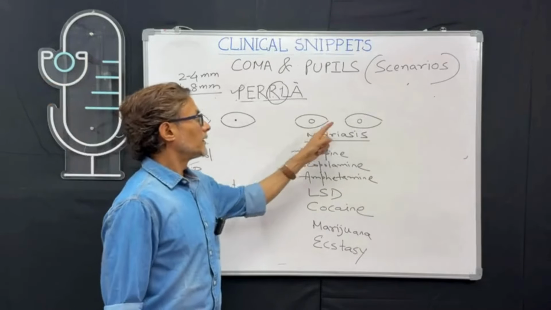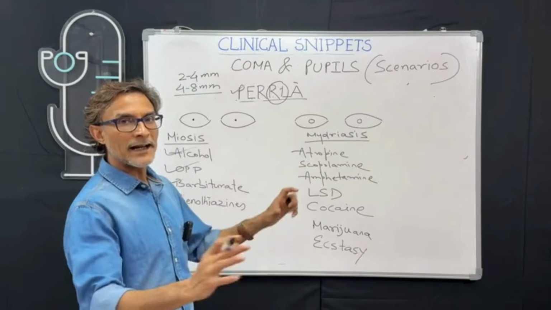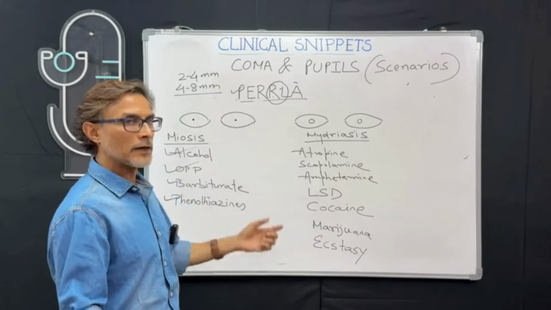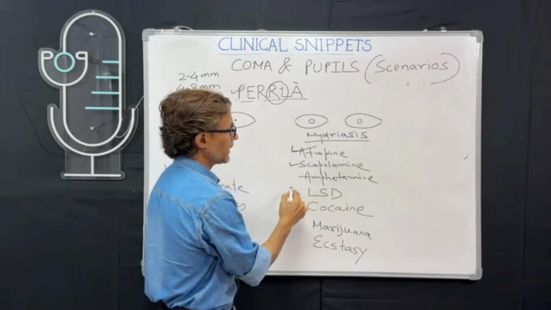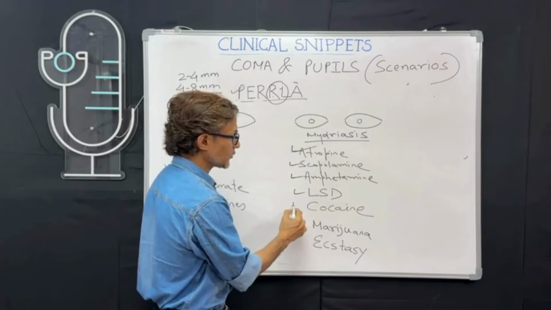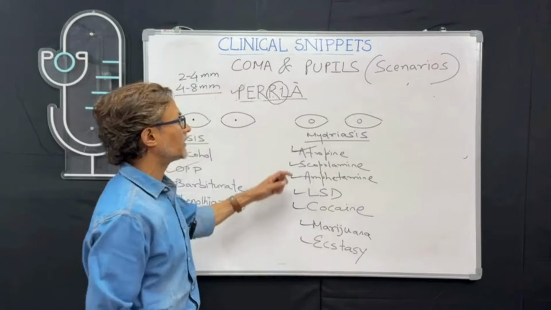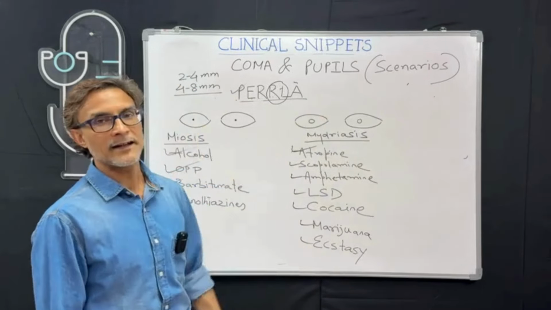And if the pupils are bilaterally mydriatic, bilateral dilated pupils reacting to light, then atropine, scopolamine, amphetamines, LSD, cocaine, marijuana, and ecstasy: all these drugs will cause bilateral dilatation of the pupil.